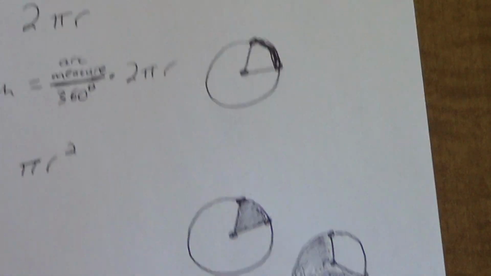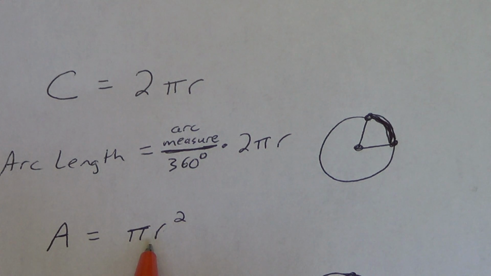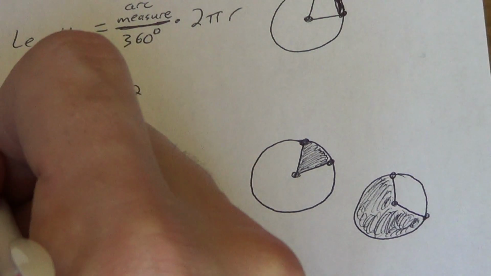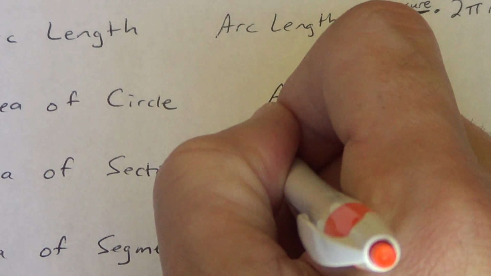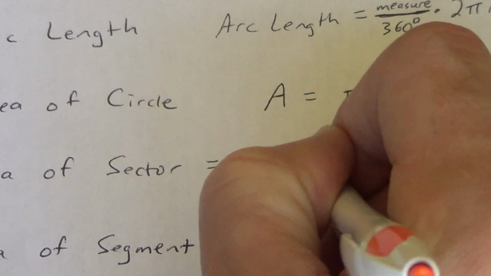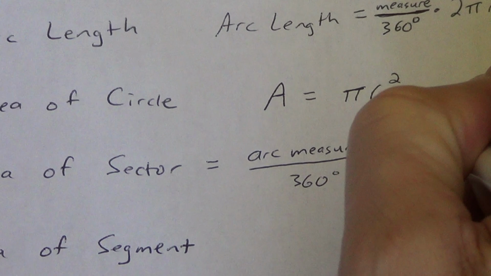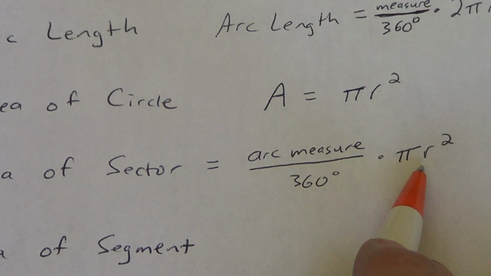Okay, the formula is almost the exact same as this one up here, except that since we're dealing with area, we can't use 2 pi r, we have to use pi r squared. So the formula is almost the exact same. It's going to be arc measure over 360. I'm going to write it a little bit better this time. Area of a sector equals arc measure over 360 degrees times pi r squared.